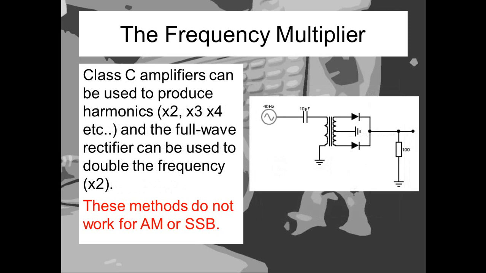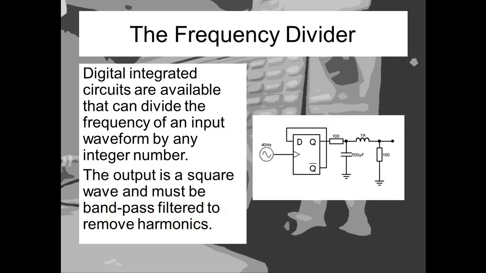You can also use the full wave rectifier. Here's a diagram of the full wave rectifier, but using two diodes and a centrally tapped transformer. It still works exactly the same way as the four diode mechanism as well. Basically, the frequency that comes out is twice that of the frequency going in.